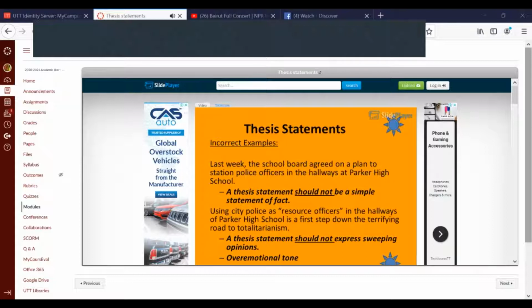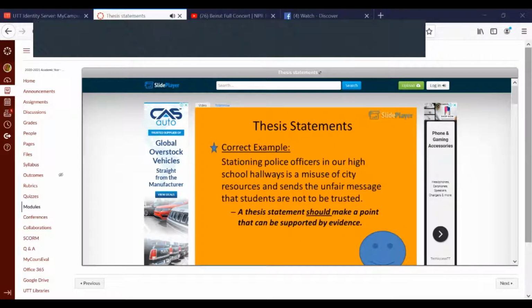Last week, the school board agreed on a plan to station police officers in the hallways at Parker High School. A thesis statement should not be a simple statement of fact. Using city police as resource officers in the hallways of Parker High School is a first step down the terrifying road to totalitarianism. A thesis statement should not express sweeping opinions. Over emotional tone.